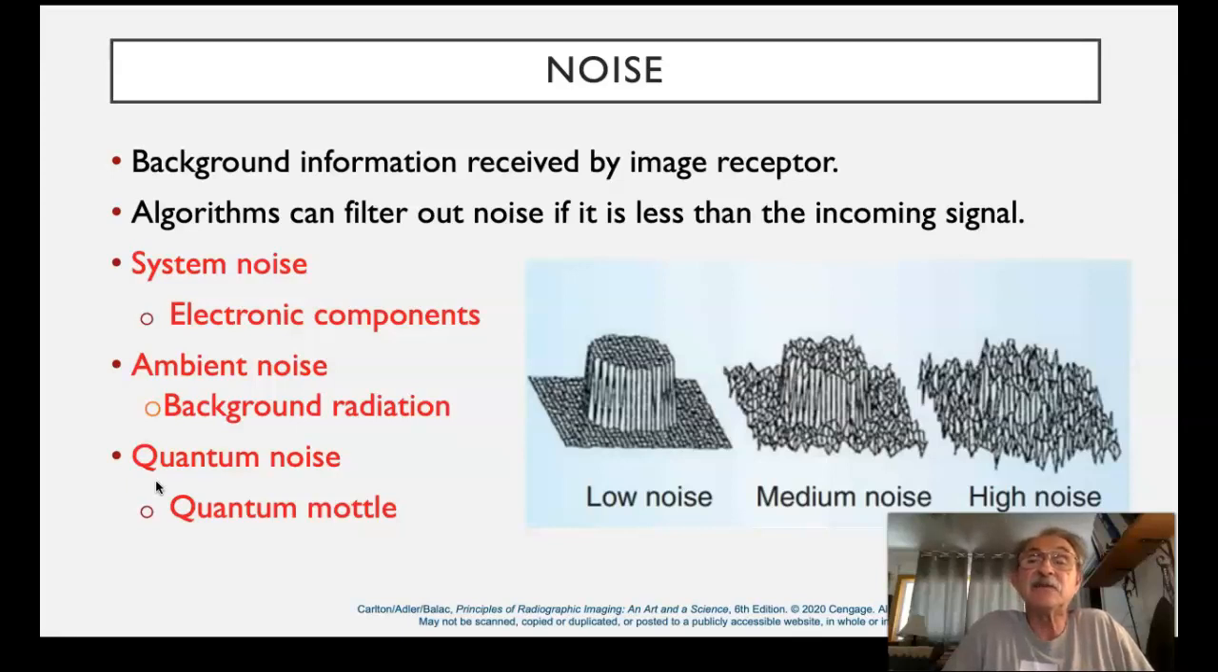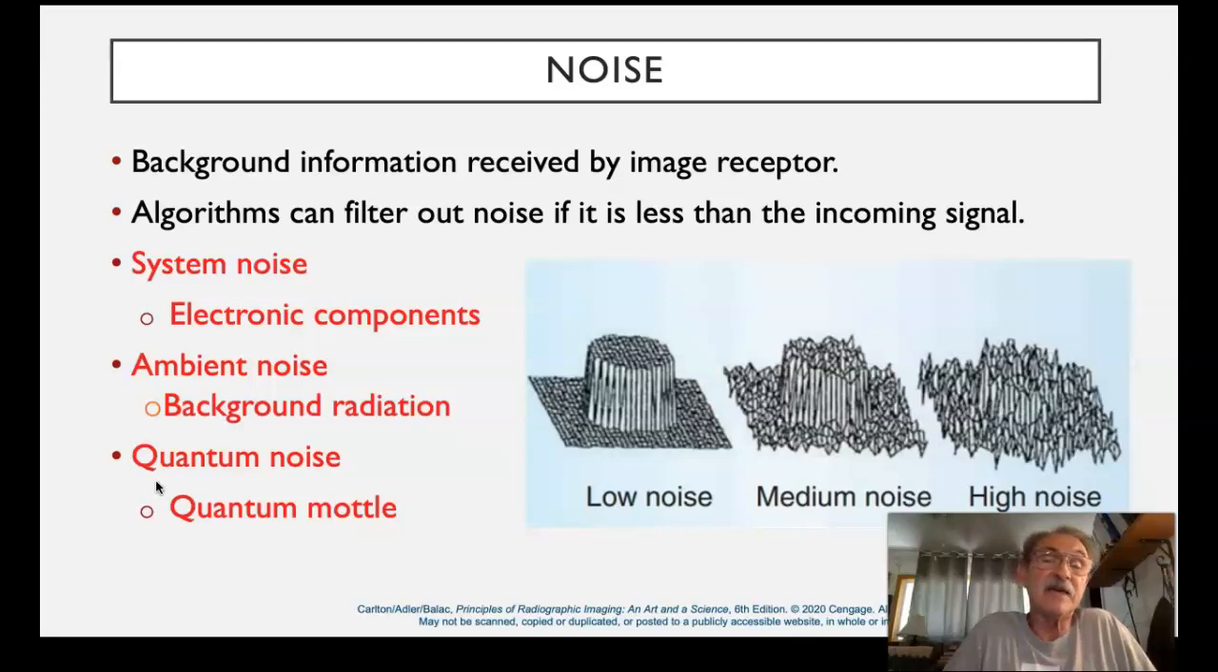We have several different kinds of noise. We have system noise, and system noise comes from the electronic components in our X-ray room. Have you been in an X-ray room? Do you hear the electronic equipment humming in the background? And sometimes that causes some interference, which shows up on our X-ray image.